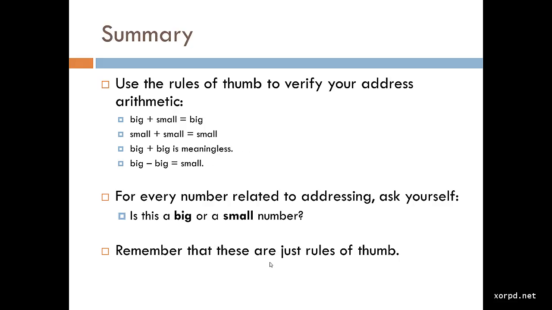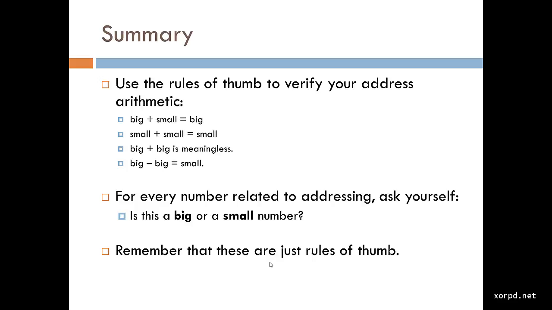Summary. Use the rules of thumb to verify your address arithmetic. Big plus small equals big. Small plus small equals small. Big plus big is meaningless, and big minus big equals small. For every number related to addressing, ask yourself, is this a big or a small number?